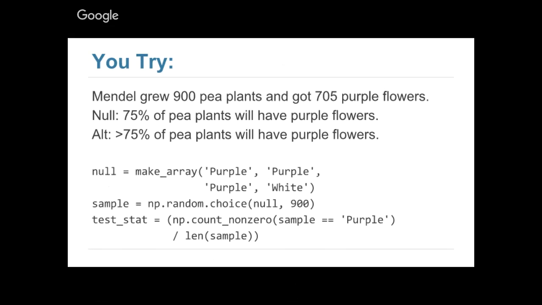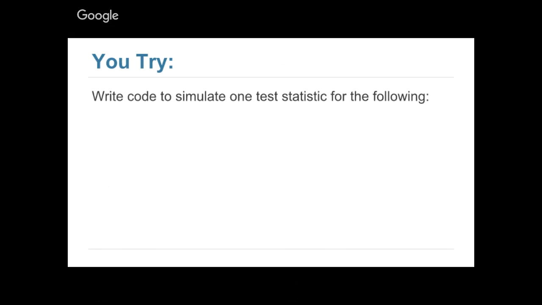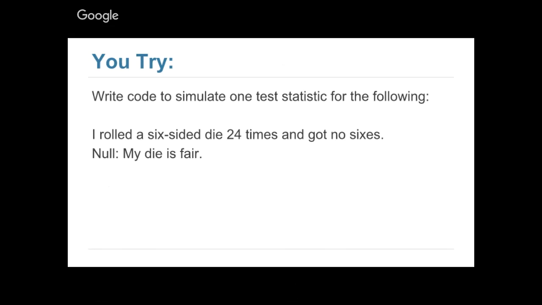Any more questions? I have one more of these. All right, let's try it out. Write code to simulate one test statistic for the following 2 hypotheses. I roll a 6-sided die 24 times and got no 6s. The null is my die is fair. The alternative is my die is unfair. Try it out.